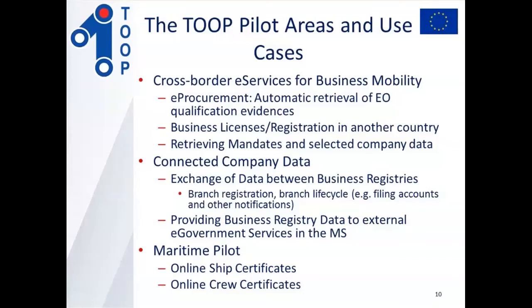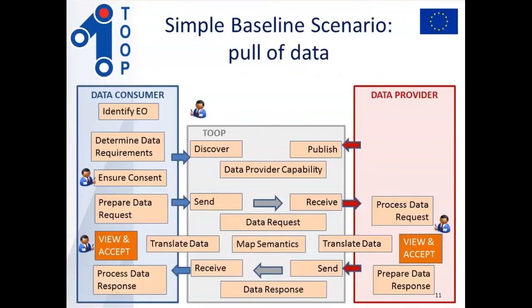We have two baseline scenarios, so two basic scenario flows. The first one is the simple pull of data. Again, as you see here, there's always a data consumer that requests the data and a data provider that provides the data, and there's the TOOP in the middle. So let's just see that as everything that we are building at the moment.